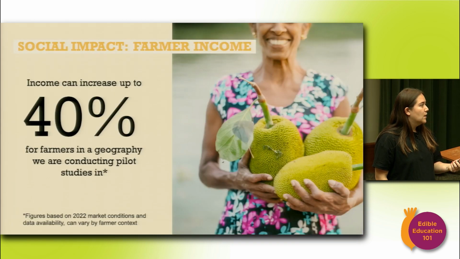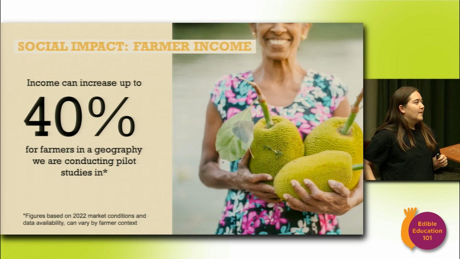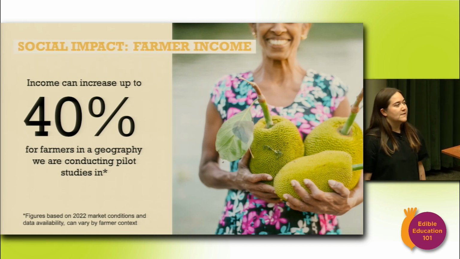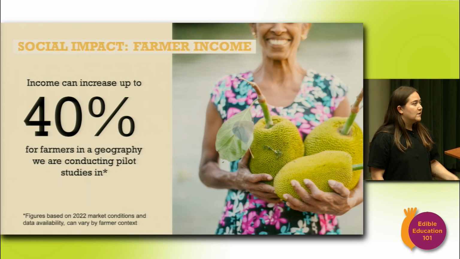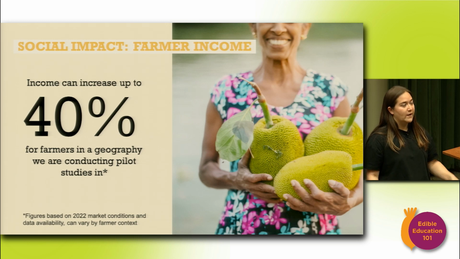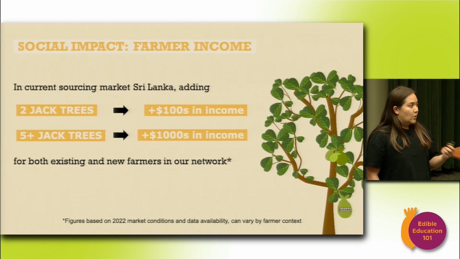And where Karana, I think, is interesting and where our business model is interesting from a social impact standpoint is that we have done some studies in a new market that is not Sri Lanka that show that income can increase up to 40% for farmers who join our sourcing network and start selling to us. And in our existing market, Sri Lanka, when you add about 2 jack trees to your land, a farmer can experience a couple $100s in income increase over the year. And if you add 5 or more trees, it ends up being in the thousands of dollars added to annual income. So it's a pretty exciting opportunity for farmers that we're working with.